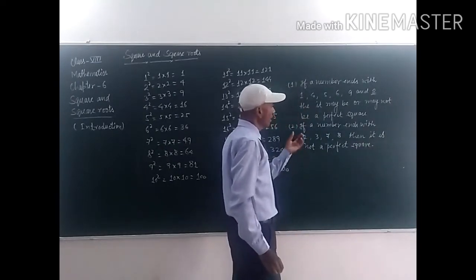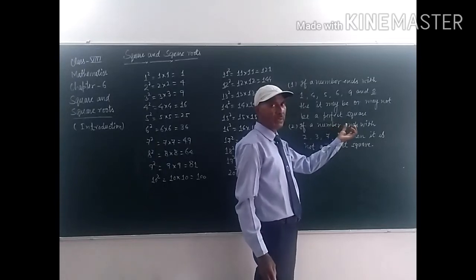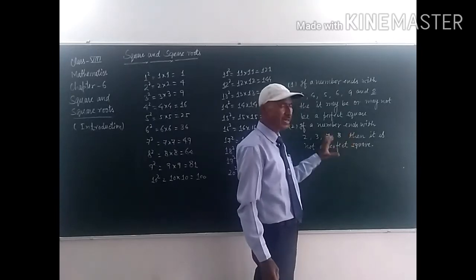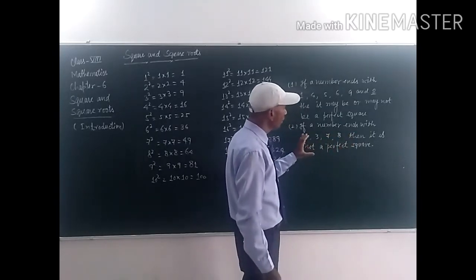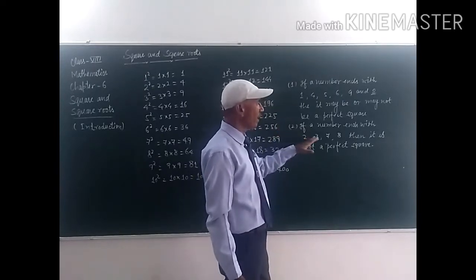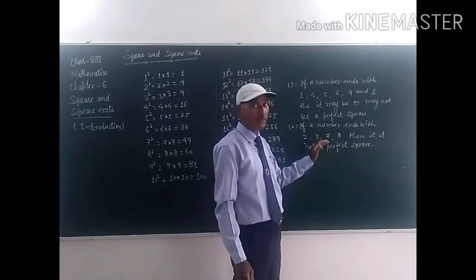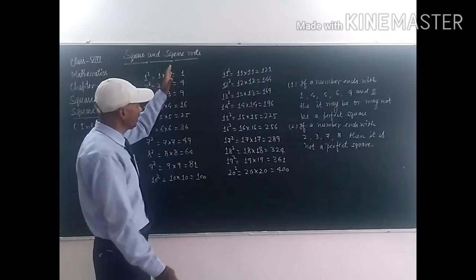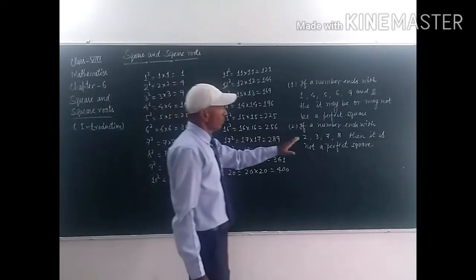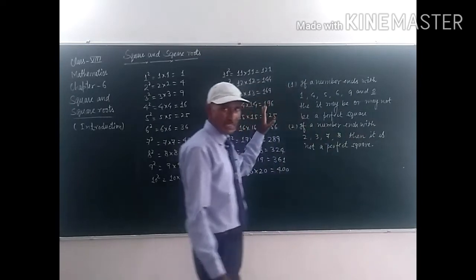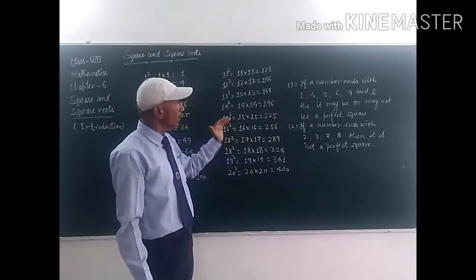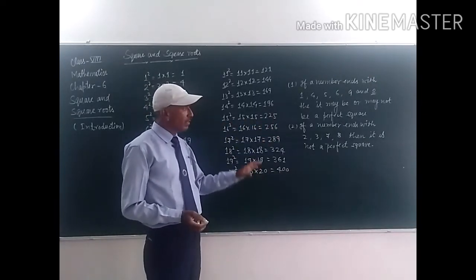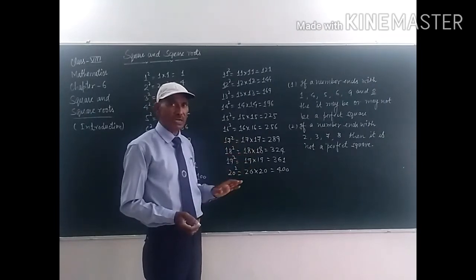It means, student, if the unit digit of a number ends with 2, 3, 7 and 8, then clearly it is not a perfect square. It is clear. Without calculation, we can find that a number is not a perfect square if it ends with 2, 3, 7 and 8. So in this table, student, 2, 3, 7 and 8 are missing. Clear, student? So if any number ends with 2, 3, 7 and 8, then this number is not a perfect square number. It is clear.